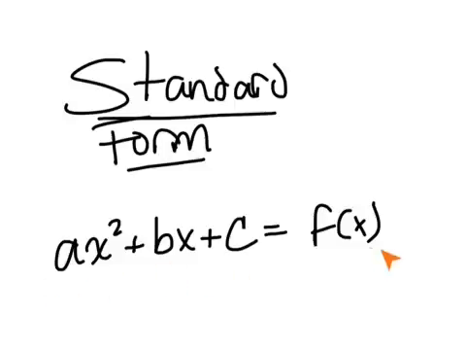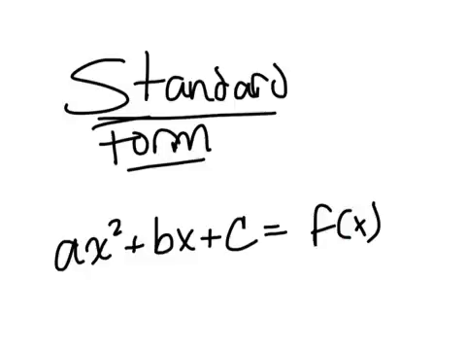And so here is standard form. We have our degrees in descending order. We have second degree, first degree, 0 degree. It's equal to f of x. So whatever we plug in, we get an output, and those would be what we graph.